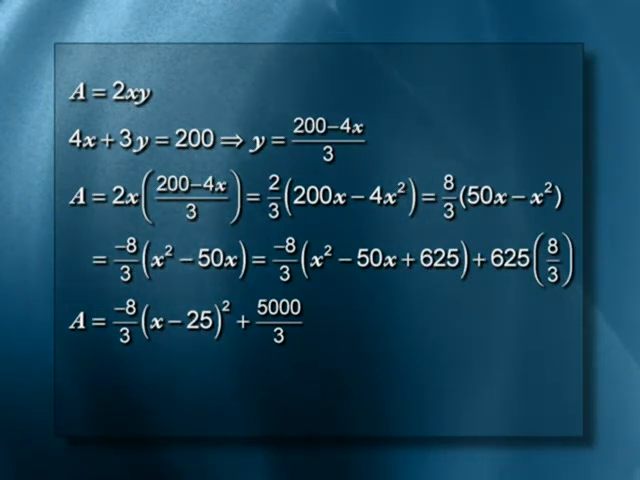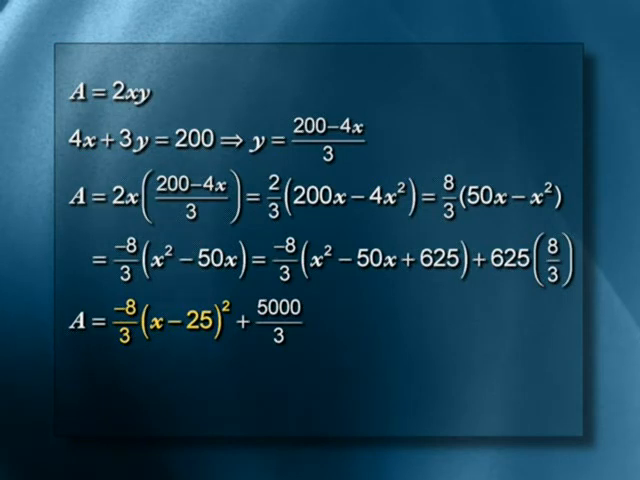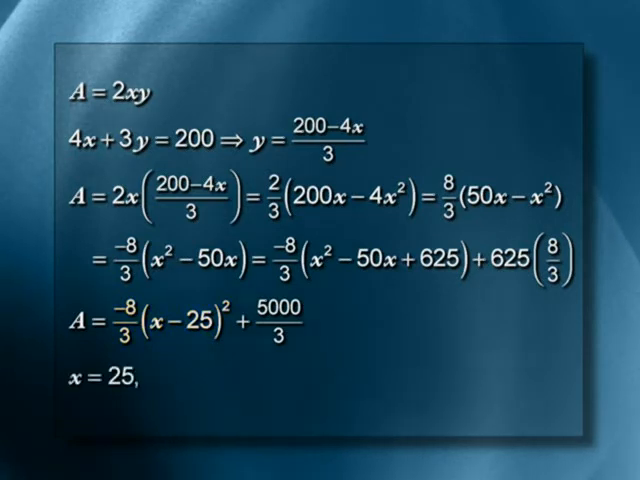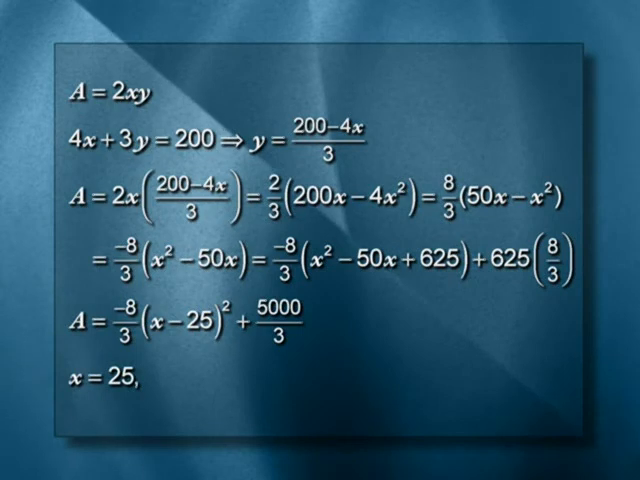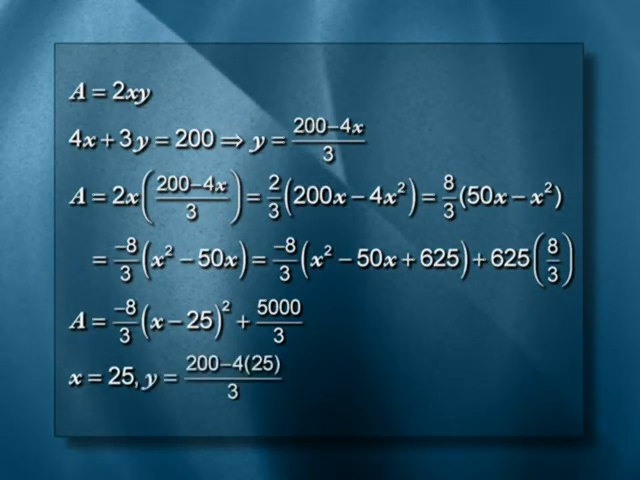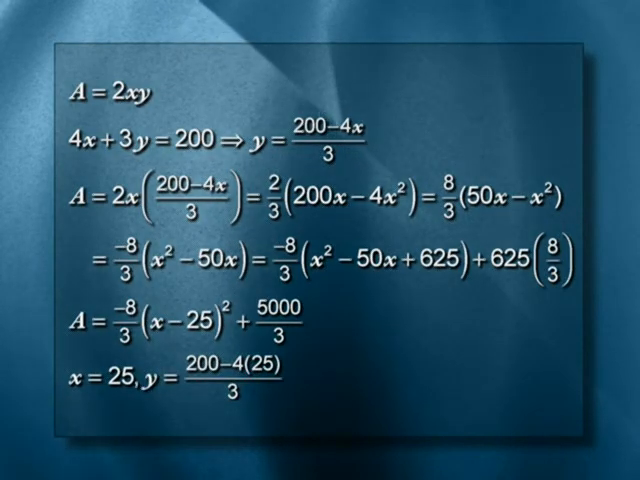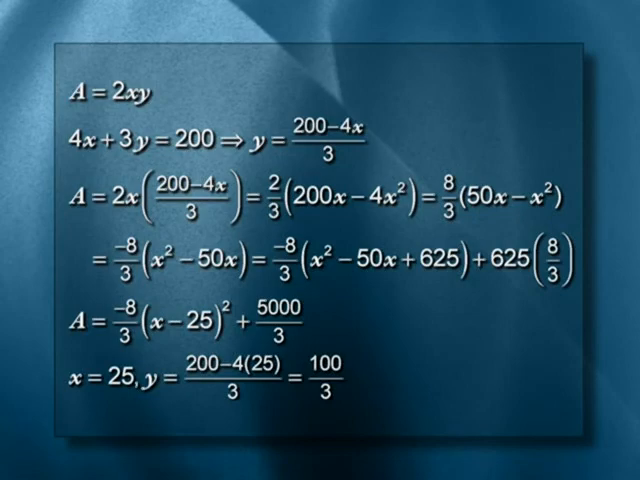So I want to maximize this. Well, notice that the minus 8/3 times x minus 25 squared is at best 0, otherwise it's negative. So let x be 25, and that will maximize A. And with picking x as 25, you can calculate the y value. It'll be 200 minus 4 times x, or 4 times 25, all divided by 3. So y turns out to be 100 over 3.